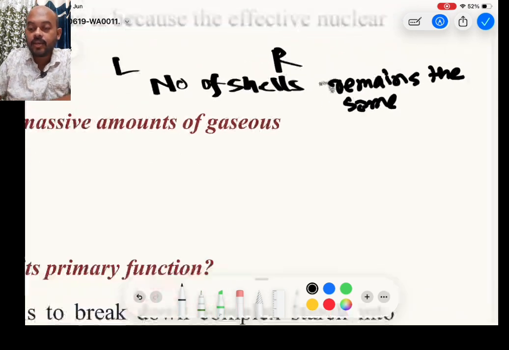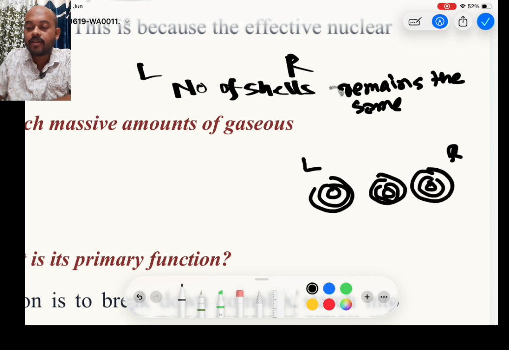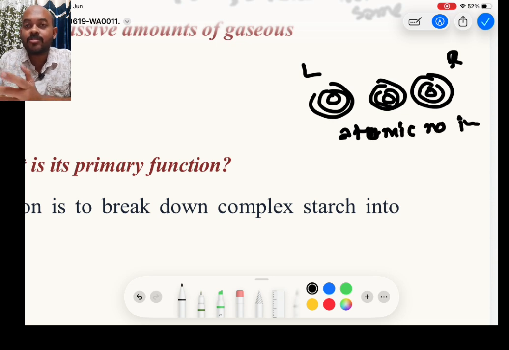Now you see, as you move from left to right, if the number of shells will be remaining the same, then definitely atomic radius should be similar as you move from left to right. But you can see we get the atomic radius smaller. So what is the main reason behind it? So as you move from left to right, the atomic number increases. Atomic number means the number of protons increases.